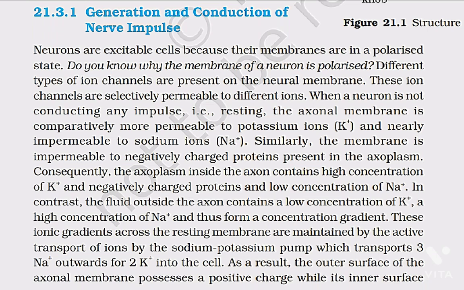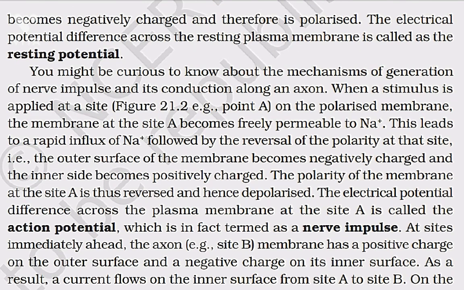form a concentration gradient. These ion gradients across the resting membrane are maintained by the active transport of ions by the sodium-potassium pump, which transports 3 Na+ outward for 2 K+ into the cell. As a result, the outer surface of the axonal membrane possesses a positive charge, while its inner surface becomes negatively charged, and therefore is polarized. The electrical potential difference across the resting plasma membrane is called the resting potential.